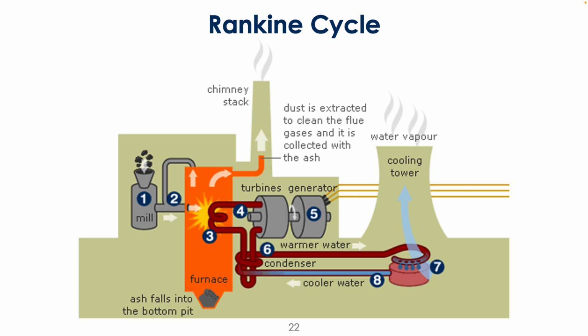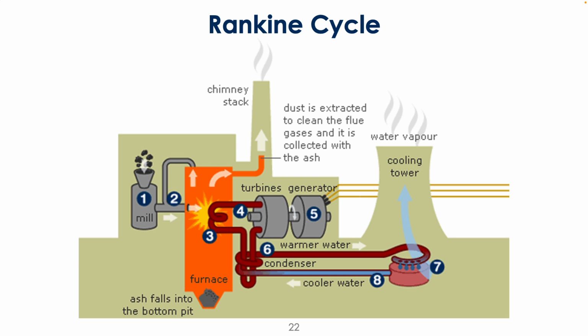So a coal power plant leverages the Rankine cycle in order to generate electricity. You have coal that gets introduced into a mill, and it gets ground down into a fine powder. Does anyone know why we would do that instead of just throwing lumps of coal into the furnace? Increase surface area, that's right. So that will enable the combustion to happen faster and more efficiently and more completely.